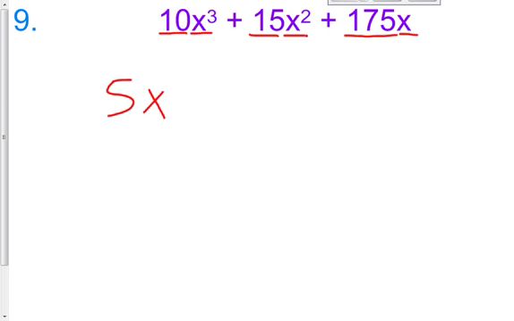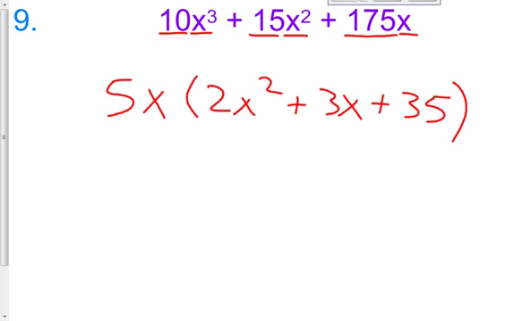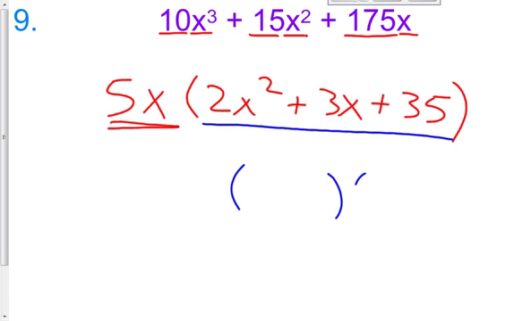After we take out the 5x, what do we have left? We have 2x squared, a positive 3x, and a positive 35. If you want to check your work at this point, all you have to do is distribute this 5x into each of those 3 terms, and you'll get right back to your original. Now that you have this 2x squared plus 3x plus 35 right here in blue, you want to see if you can factor this one as well, with the 5x out in front.